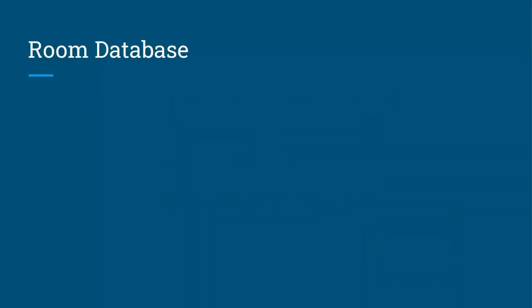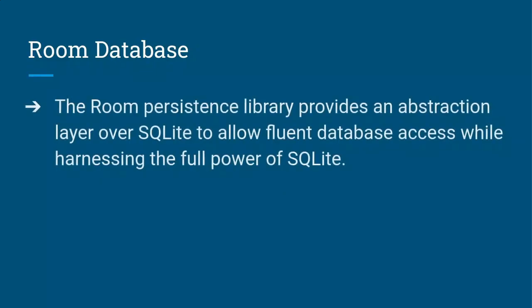Okay, so what is Room Database actually? The Room persistence library provides an abstraction layer over SQLite to allow fluent database access while harnessing the full power of SQLite. So we have an abstraction layer that is going to help us to communicate directly with the SQLite database. So for this case, we have the advantages which we are going to receive when we use Room database.